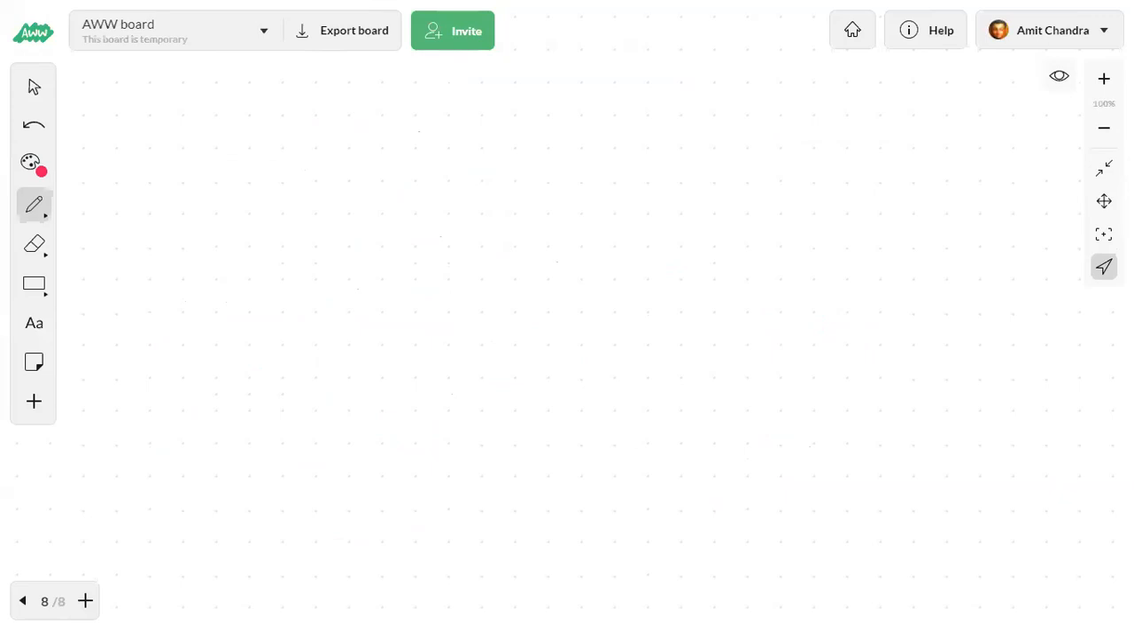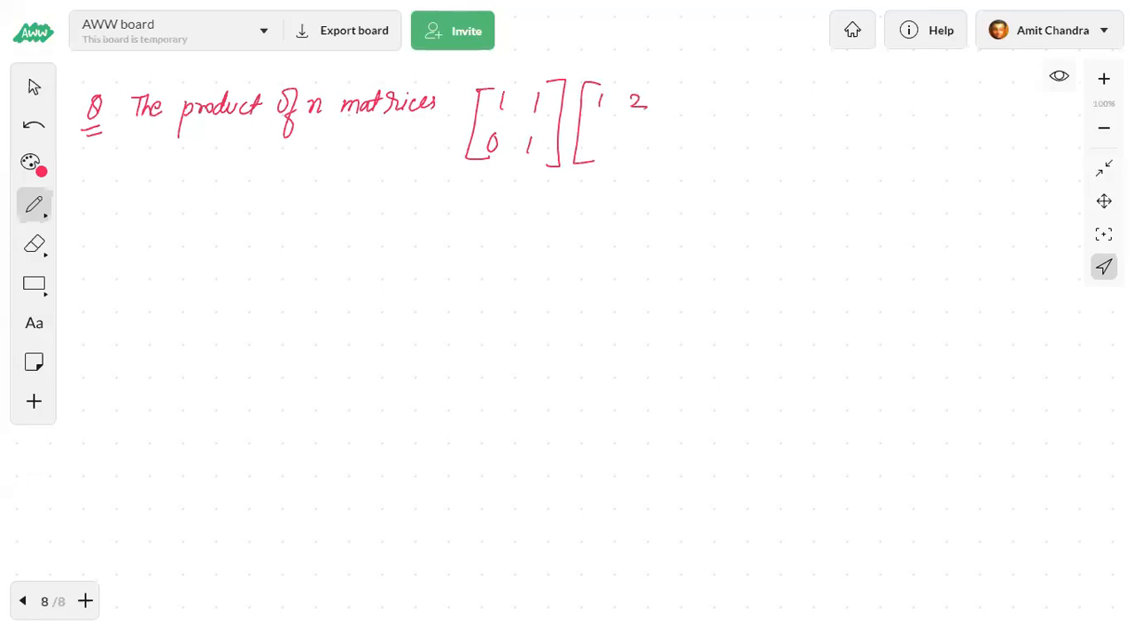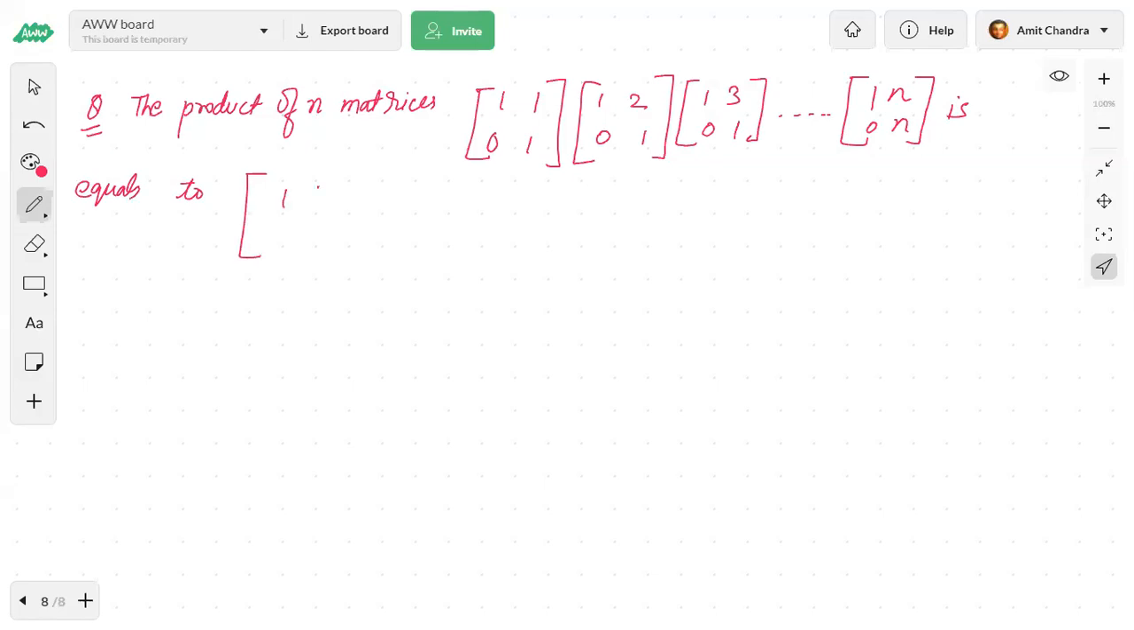Okay. Next question is, the product of n matrices [1 1; 0 1], [1 2; 0 1], and so on till [1 n; 0 1], is equal to [1 78; 0 1]. Then find the value of n.